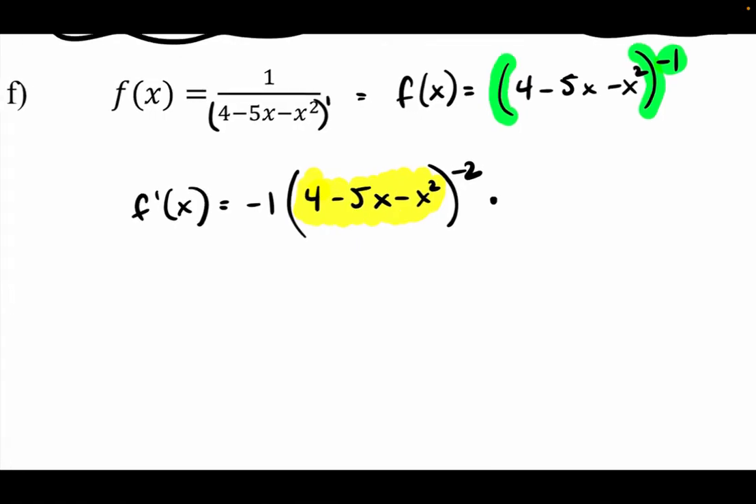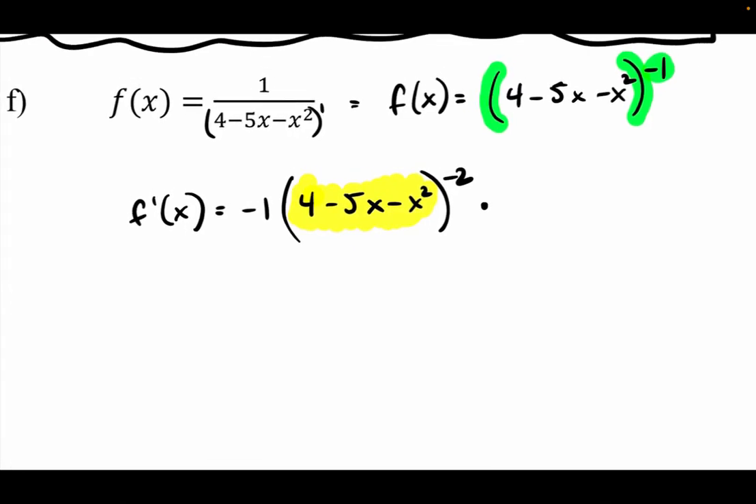Now I have to find the derivative of the inside. Well, the derivative of 4 is 0. The derivative of negative 5x is negative 5. The derivative of x squared is 2x, so minus 2x. Done. So this time the derivative is a binomial. Before it was just a monomial.